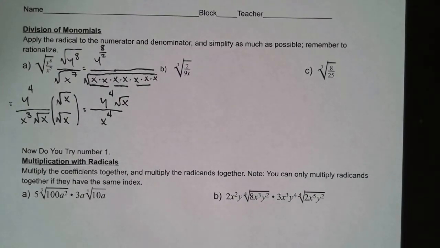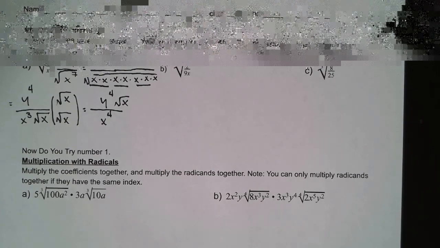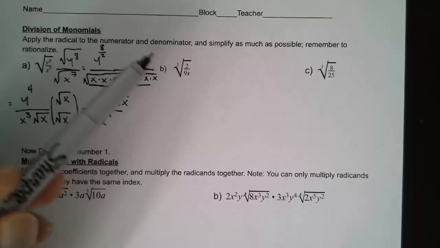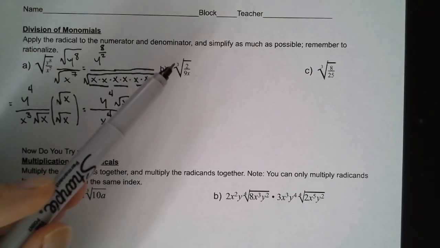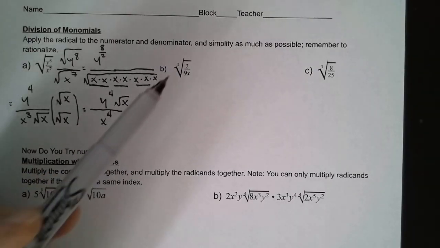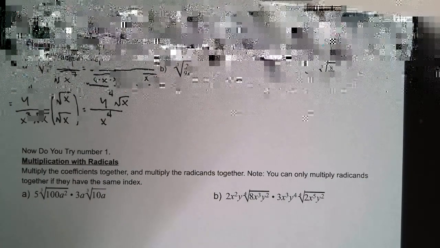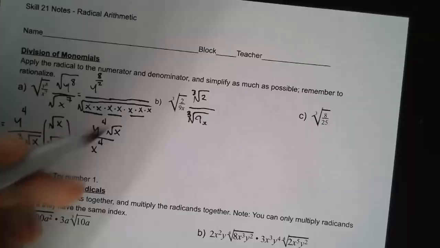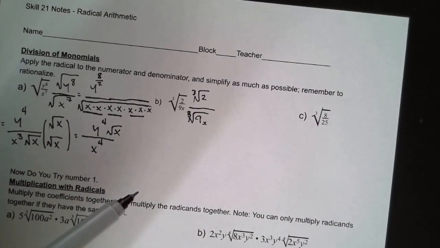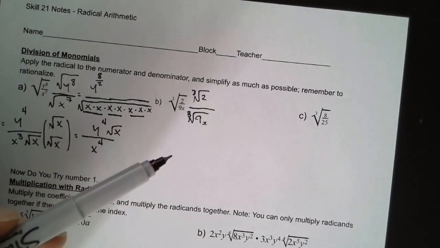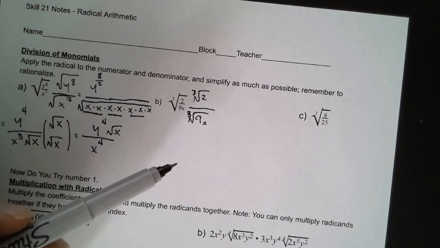Let's go ahead and take a look at the next example. So for the next example, we want to do the same thing. The only difference here is we have a cube root this time. So we want to apply that to the numerator and the denominator. Neither the numerator or the denominator can be simplified in this case. So now we just need to rationalize.